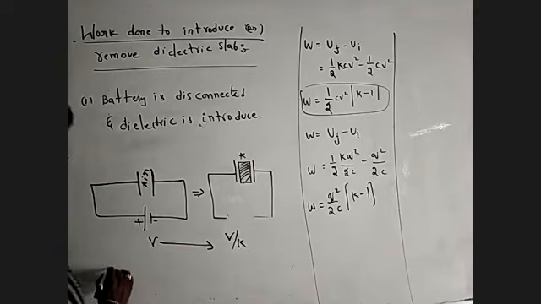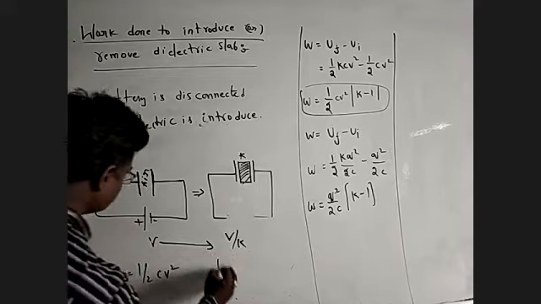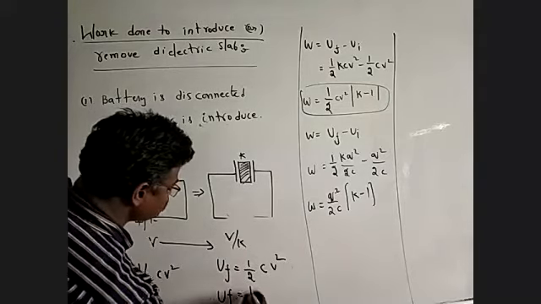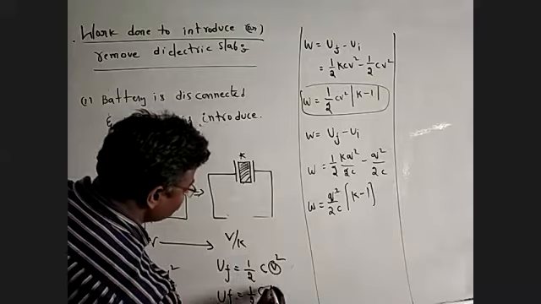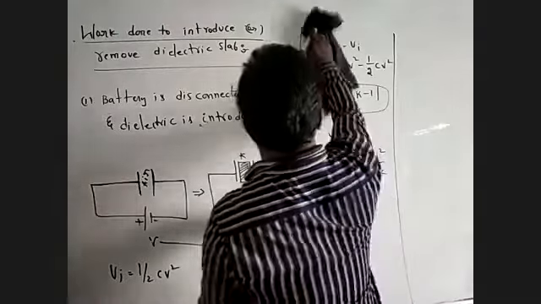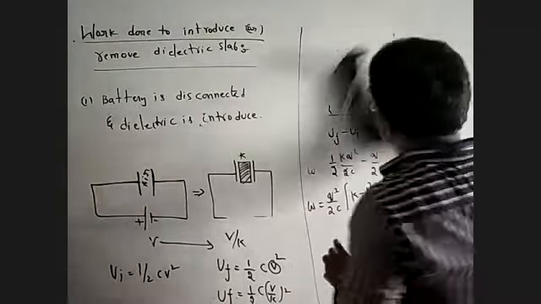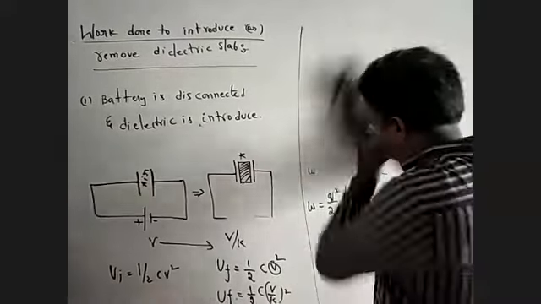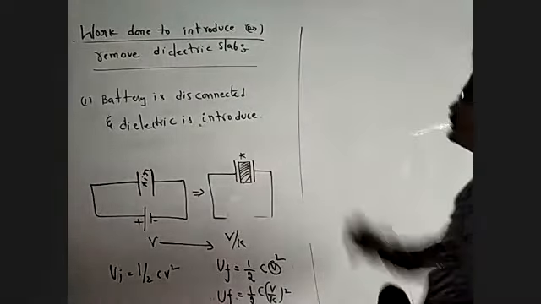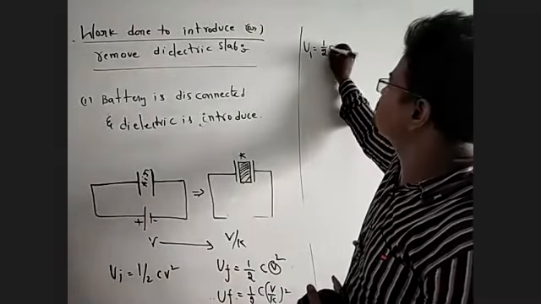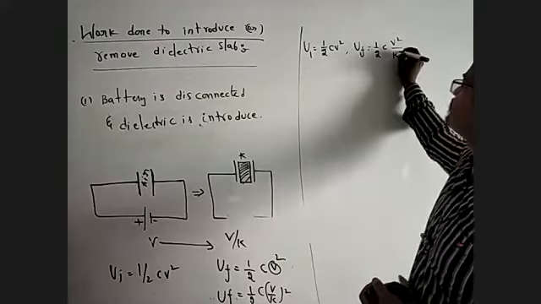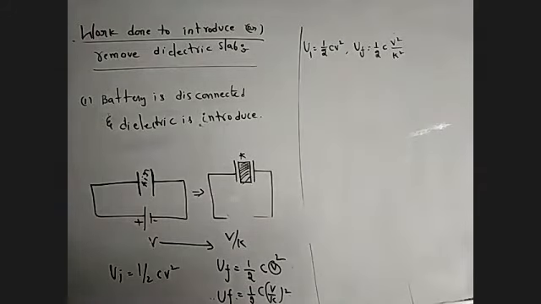What is the energy? U initial is equal to half CV squared. Here U final is equal to half C times V squared, where V becomes V by K, whole squared. So the initial energy is half CV squared, and the final energy is 1 by 2 C V squared by K squared.